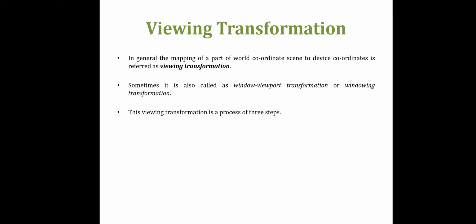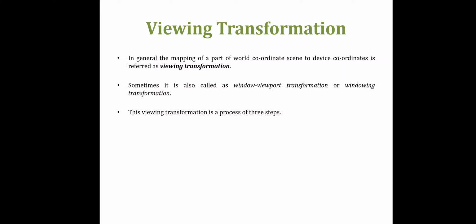Before that we will revise what this viewing transformation is. Already we have seen this content in the previous video lecture. Viewing transformation is nothing but converting our world coordinates into device coordinates. Why are we converting? Because world coordinates are the actual scale of that particular object, for example in kilometers or millimeters. But we cannot represent these scales as they are on the screen, so we represent them in the form of coordinates. So we are transforming the world coordinate into the device coordinate or screen coordinate.